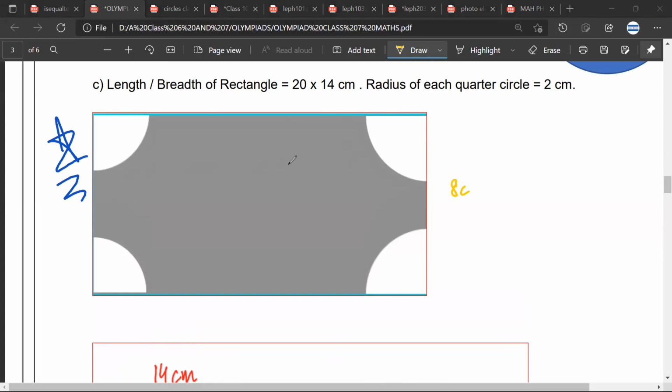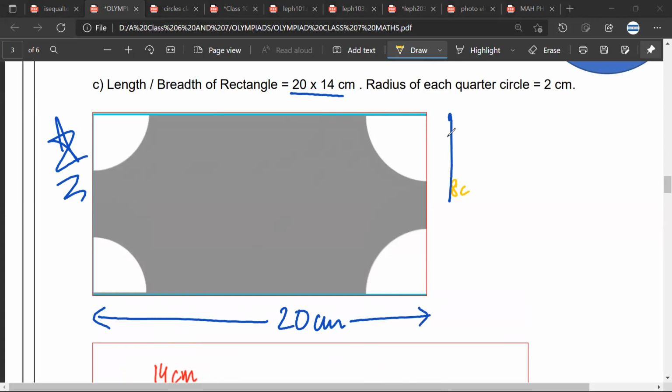So the length is 20 centimeters and the breadth is 14 centimeters. So the area of the rectangle will be 280 centimeters square, and the area of the circle will be pi r square. So it will be 3.14 into 4, so 12.56 centimeters square. And the area of the shaded region will be 280 minus 12.56, so 267.44 centimeters square.